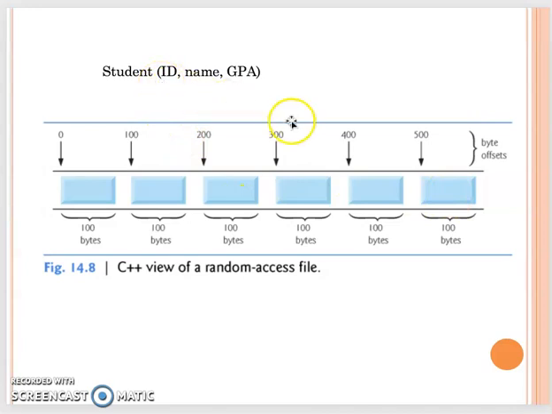So when we want to access the fifth element, we can easily calculate it, right? You will see here, they start from byte 0. Then 100 is the second one, 200 is the third one. So the fifth object, we know it starts from byte 400. Then we can access this object to update the data, or retrieve the data. So that's a random access file.